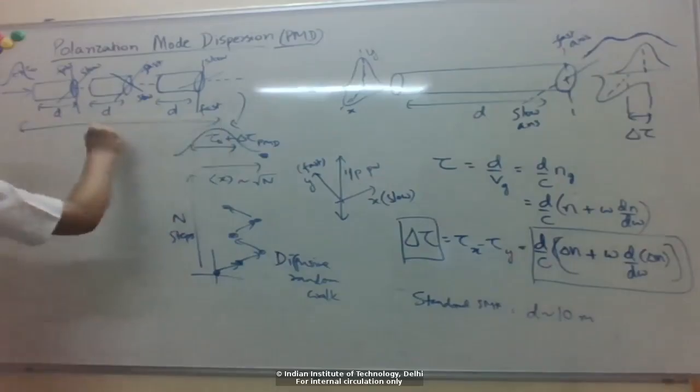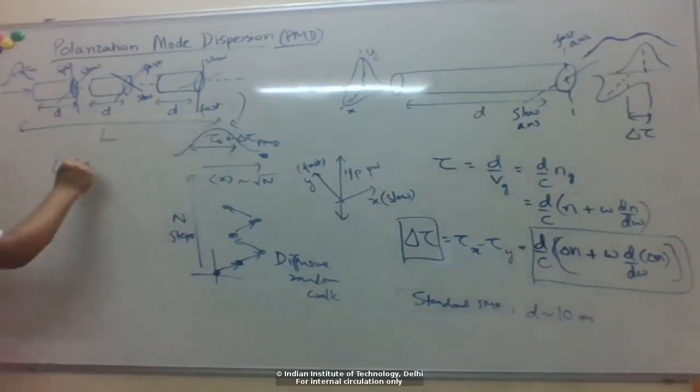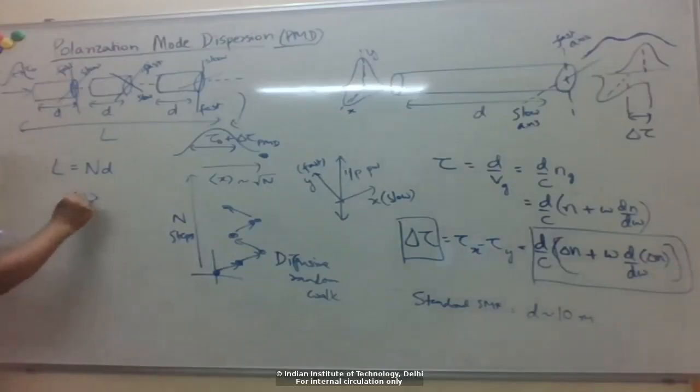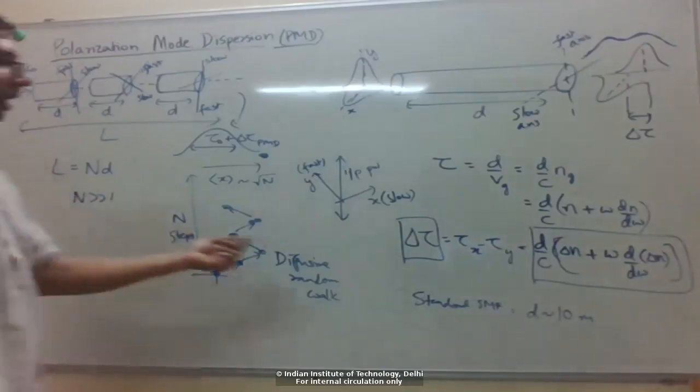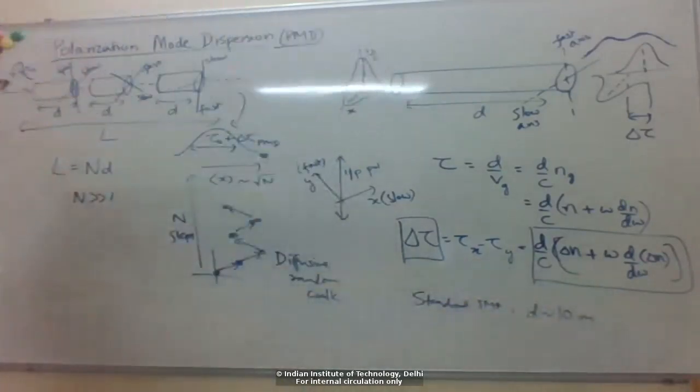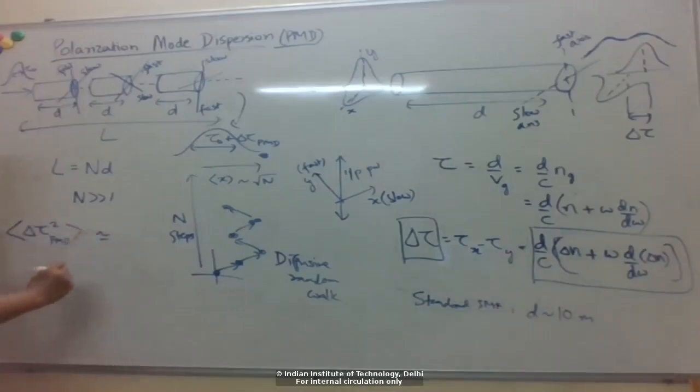So the total length again is L, which we divide into n segments of length d. Of course n will be much bigger than 1, because d is like 10 meters, where L is like many kilometers. For this kind of diffusive process, the mean square displacements, which in our case is the broadening, you add up over the n steps.